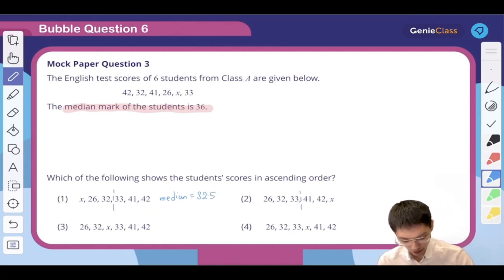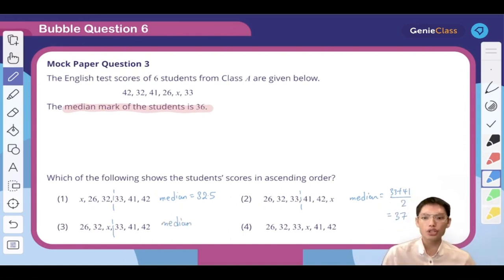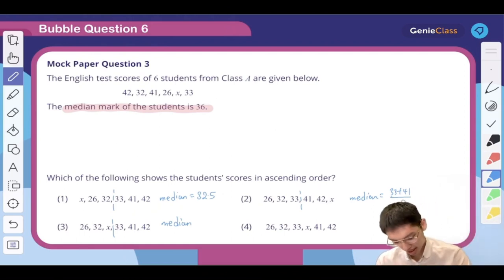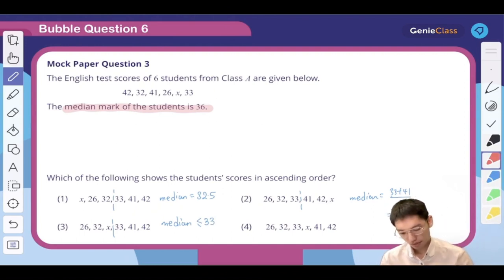Let's look at the next one. Median, if you calculate for it, is 33 plus 41 divided by 2. That's going to give me 37. That's not the median as well. Third one, we cannot calculate exactly, but if we take the average following the trend, it's going to be less than 33, because we can take the halfway point. It's going to be less than the other one, which is the maximum. So median is less than 33, so it's not possible. Henceforth, the answer is 4. That's how we gauge them accordingly.